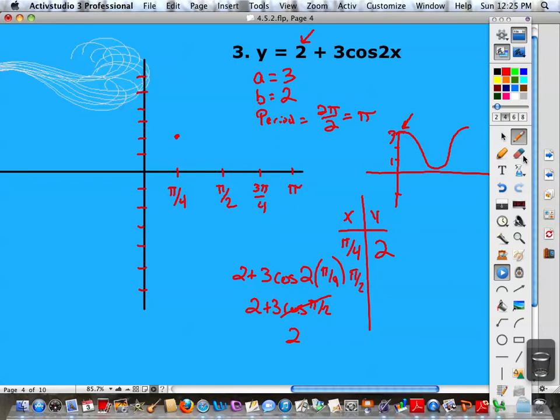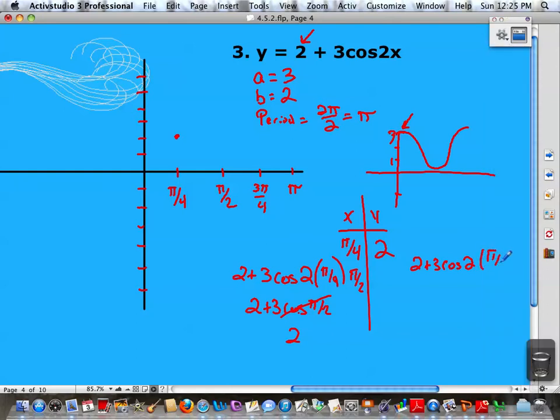I put in pi over 2. And I have 2 plus 3 cosine of 2 times pi over 2, which gives me 2 plus 3 cosine of pi. Well, the cosine of pi is -1. So I have 2 minus 3, which is -1. So at pi over 2, I'm going to be in here at -1. I'll change colors here so we can see. There it is.